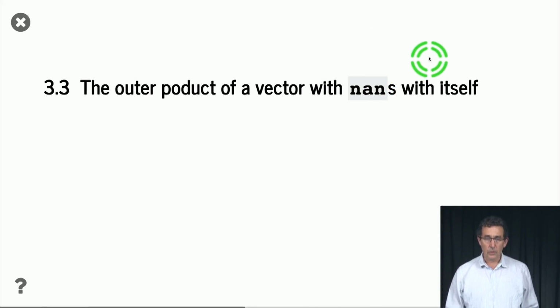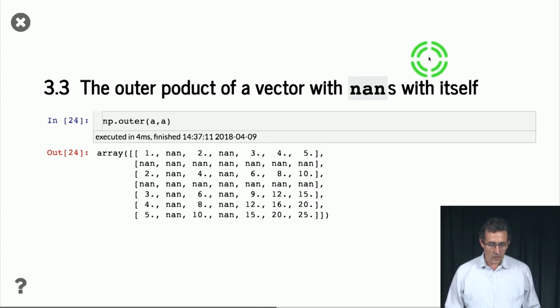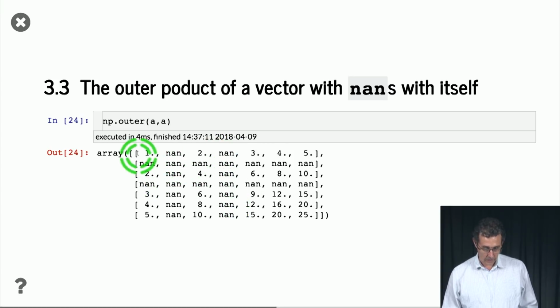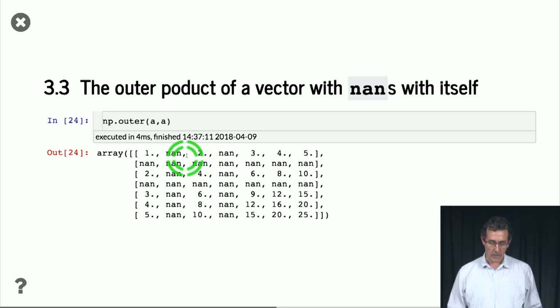So suppose now that we have a vector that has nans, and we want to take the outer product of this vector with itself. What do we get? Well, here is what we get. If we take the outer product of A with A, we see that the rows and the columns that correspond to the nans in A are also nan. Okay, so many of the entries will be nan, but if this is a big matrix and the number of nans in the vector is not too big, then we still get a lot of useful information.